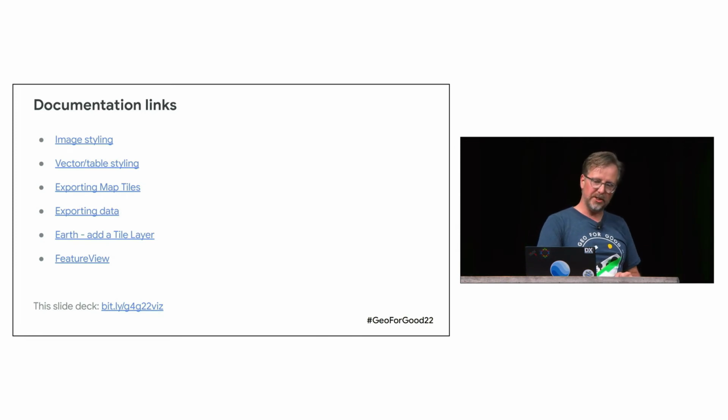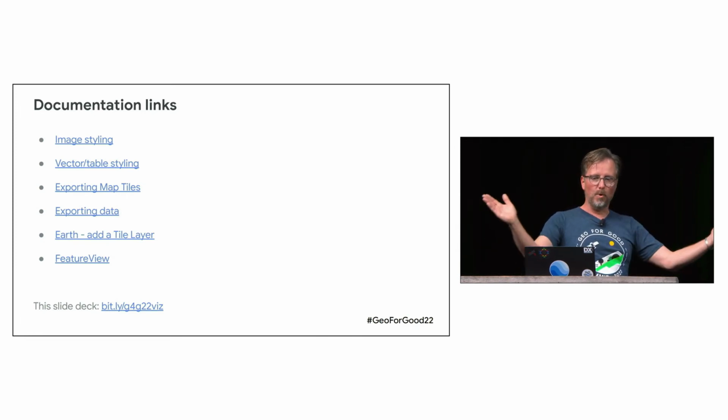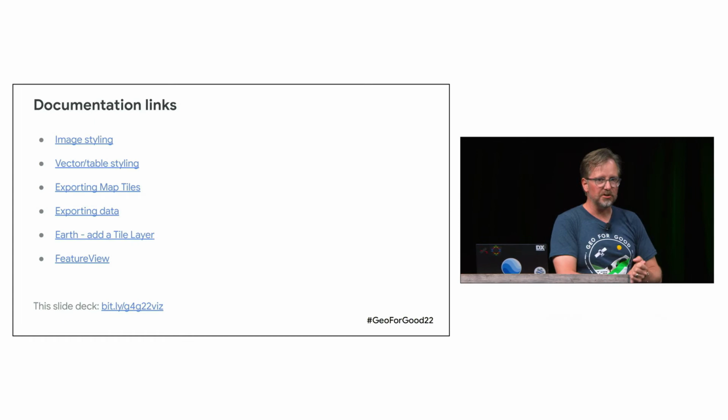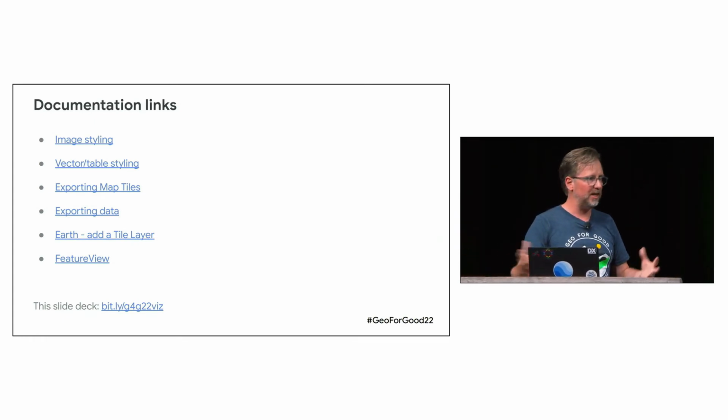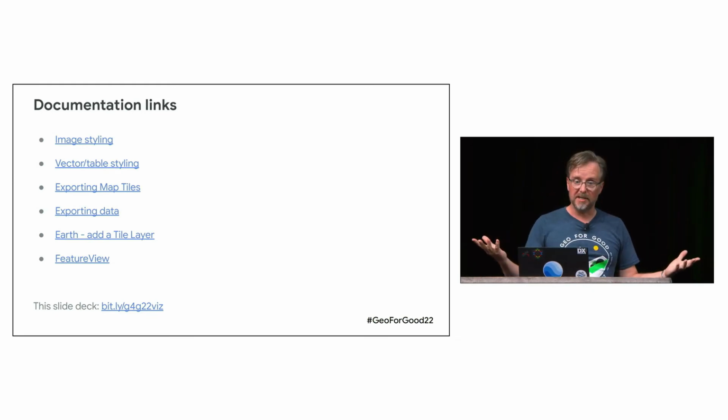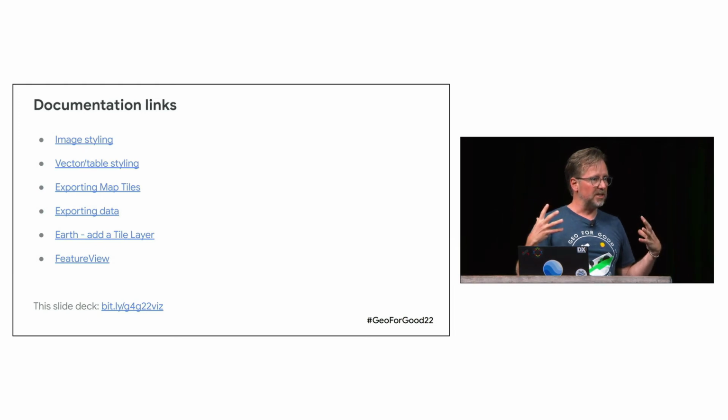And luckily, we're almost at the end here. So we talked about image styling, all sorts of cool techniques and details about how to style your raster data as well as your vector data. We talked about exporting map tiles and exporting other kinds of data. Talked about all the different platforms you might want to bring them into. And we talked about bringing map tiles into Google Earth and creating a tile layer.